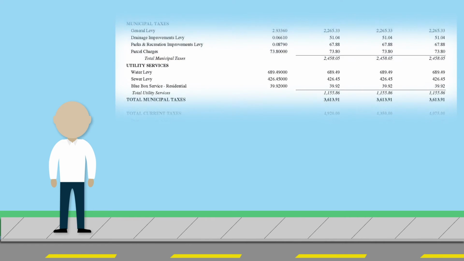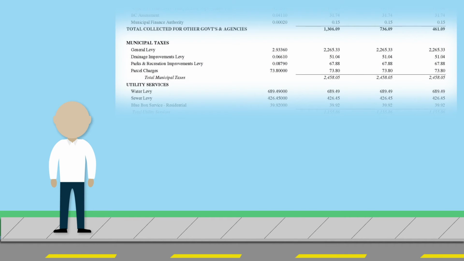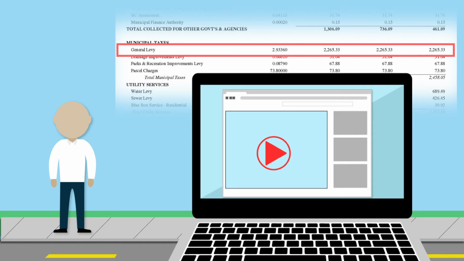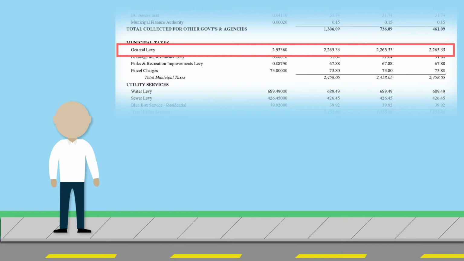The final section of the annual tax notice is municipal taxes and utilities. There is a section called General Levy that will be the largest item on your tax notice. We've created a special video that covers what services are delivered to homeowners. You can access this video at the address on the screen. Let's talk about some of these items.